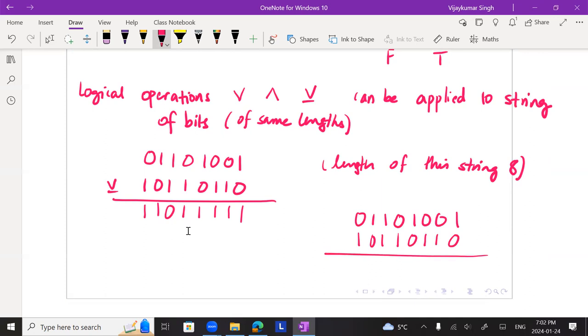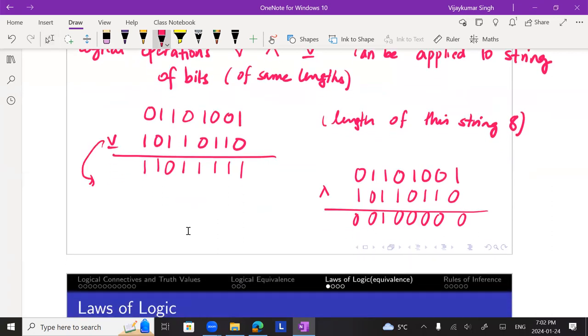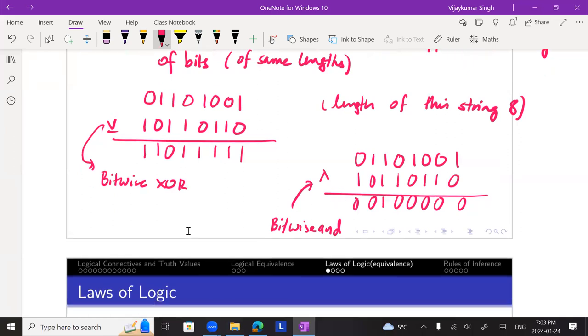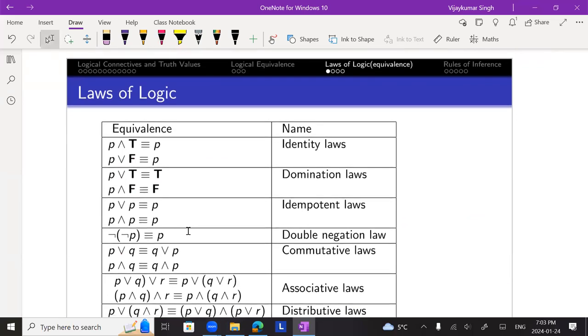There's no carry over, nothing. So let's do AND of these. We get 0 0 0 0 0 1. So this is AND of these two. This is bitwise XOR, and this can be called bitwise AND. So these are bitwise operations. They have applications, not what we are doing right now in this course, but it's a good idea to know them for applications later on.